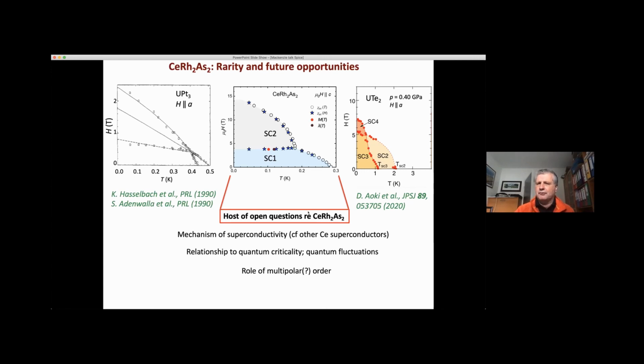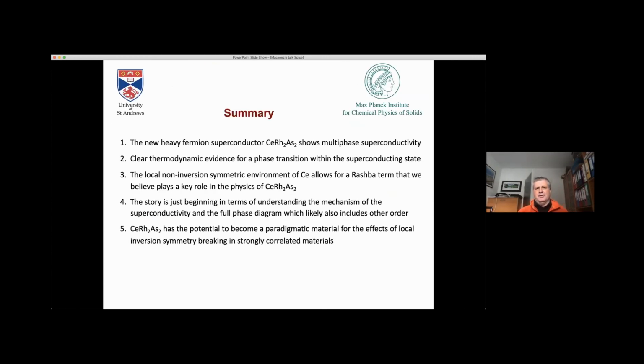And I think it could prove to be something of a benchmark for this idea of local inversion breaking and its effects on superconductivity. So there's my summary.